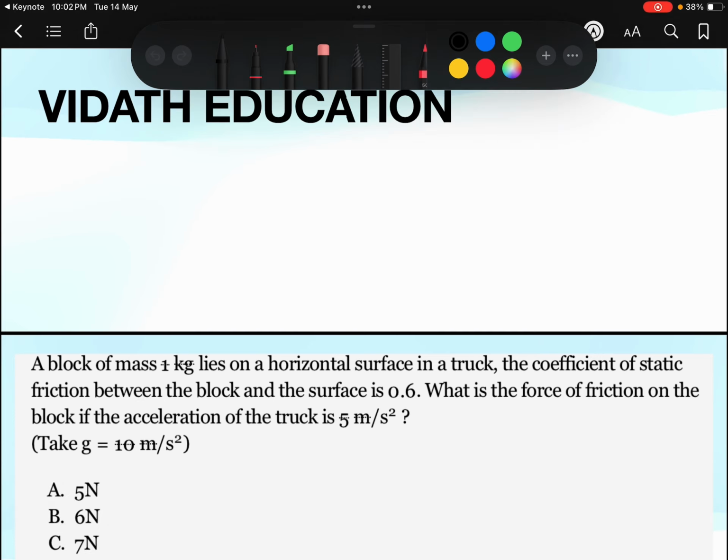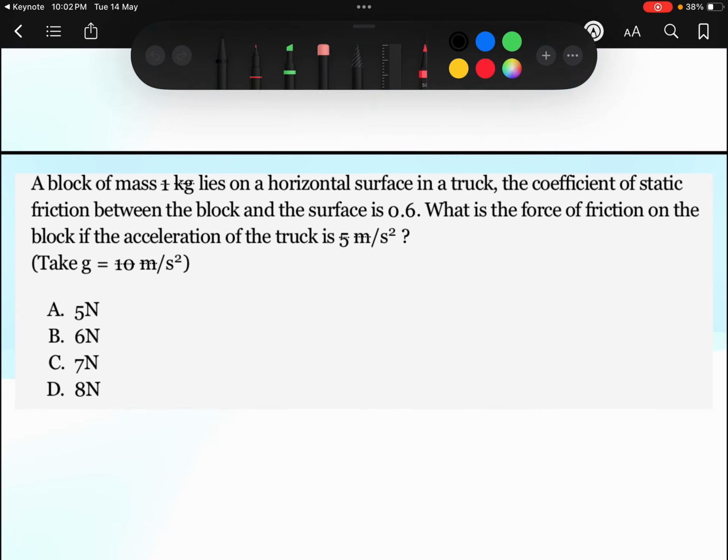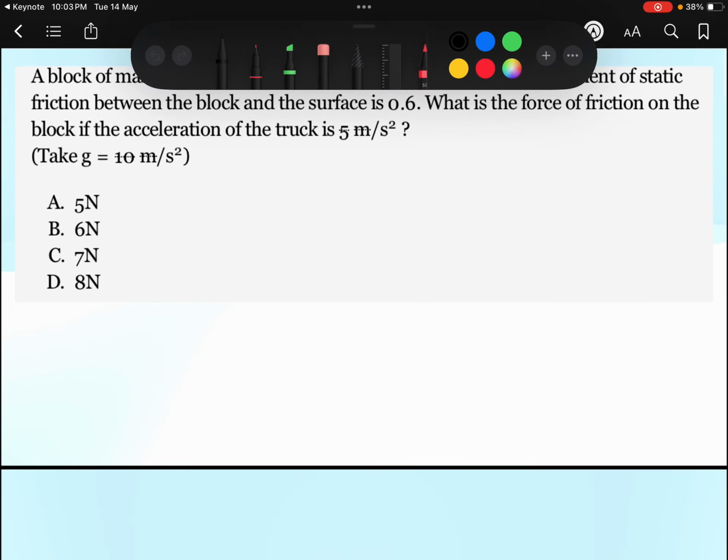So this is another question from IIT JEE PYQ. The question is from the chapter friction. Here is the question: a block of mass 1 kg lies on horizontal surface in a truck, and the coefficient of static friction between the block and the surface is 0.6. What is the force of friction on the block if the acceleration of the truck is 5 meter per second square? Okay, let me draw the situation here.